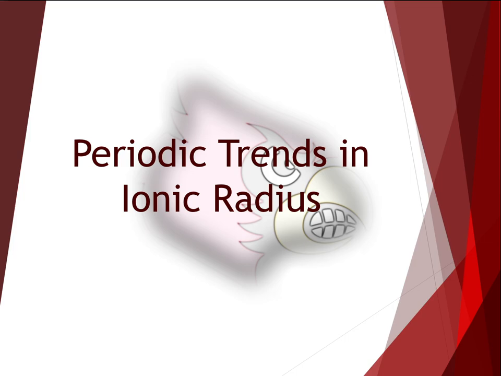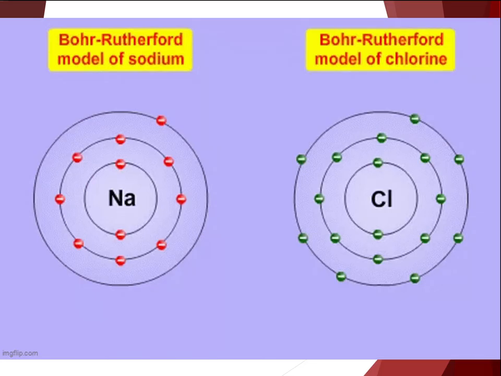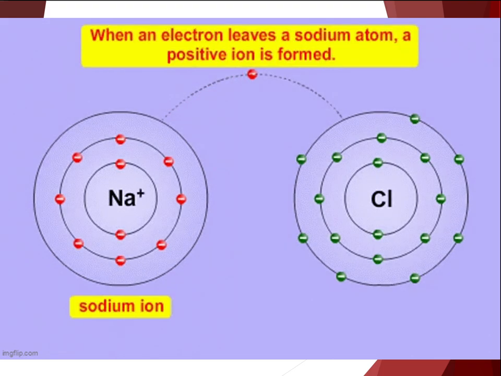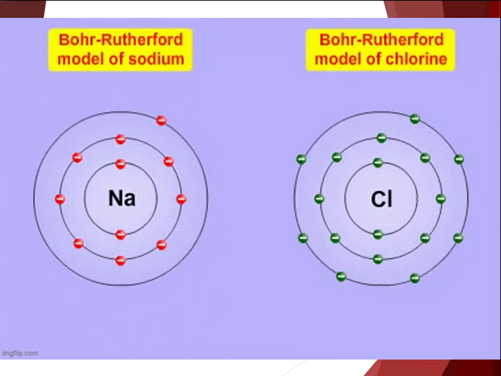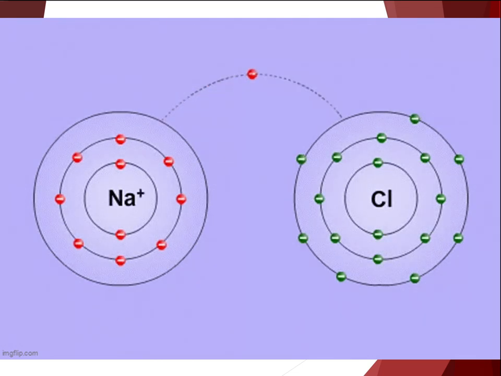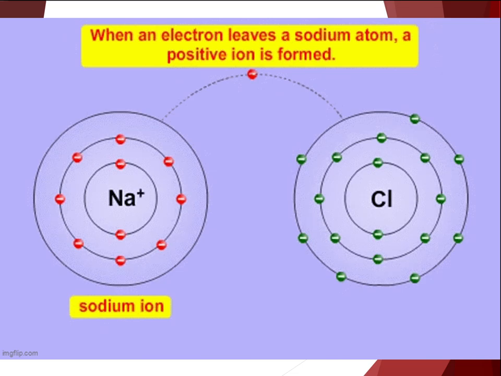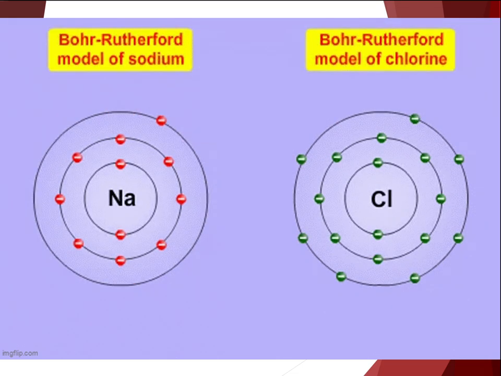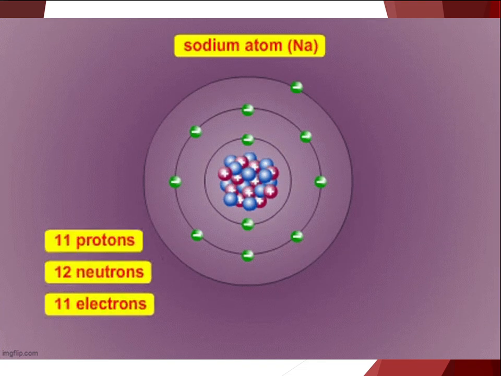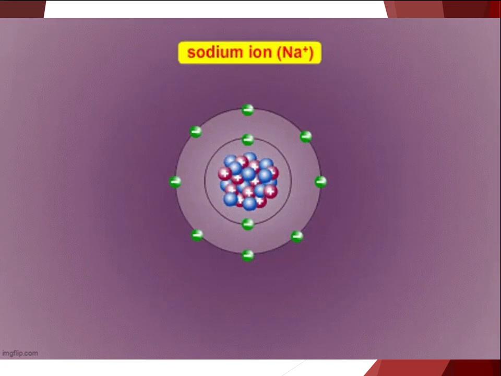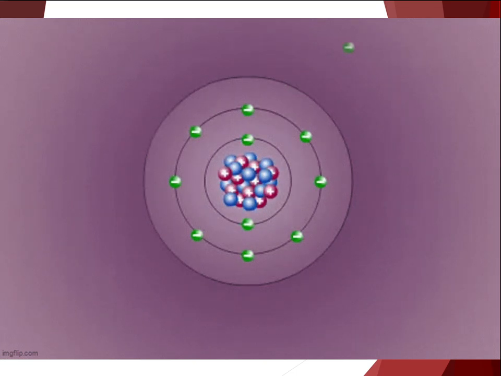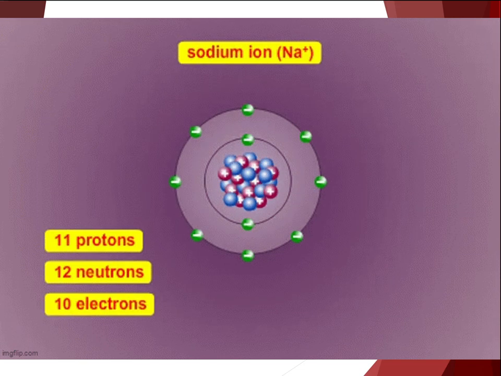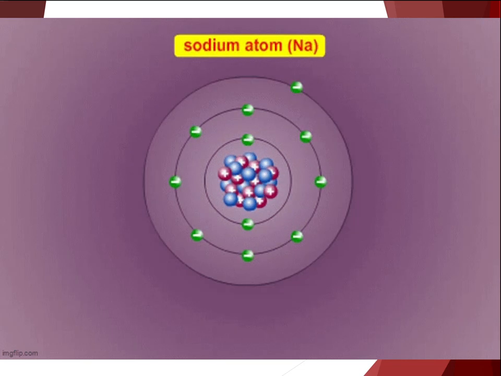Periodic trends in ionic radius. An ion is a charged particle that results when an atom loses or gains electrons. The charge results from an imbalance in the numbers of protons and electrons present. Ionic radius is the distance from the center of the nucleus to the outermost electrons of an ion. The ionic radius, just like the atomic radius, is hard to describe because the electron cloud does not have a well-defined surface.